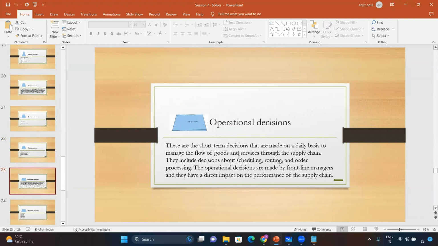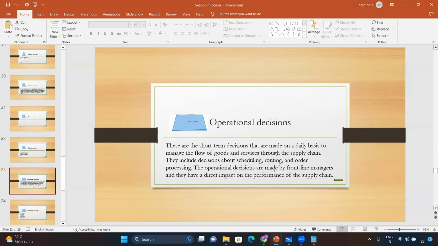Now, the third layer of the supply chain decisions. The third layer of supply chain decisions are operational decisions. So these are the short-term decisions that are made on a daily basis to manage the flow of goods and services through the supply chain. For example, we are routing the vehicles, or we are scheduling some transportation, or we are processing some orders. So those come under the operational decision layer.